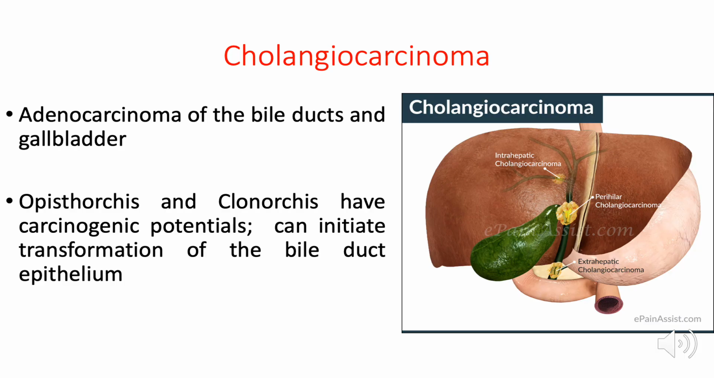The Clonorchis and Opisthorchis adult worms can also produce a carcinogen, and we call it the nitroso compounds. I will say it again, nitroso compounds. So if they are present in the lumens of the bile ducts, they can actually cause the development of cholangiocarcinoma.